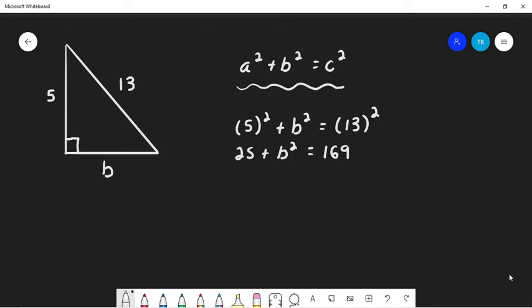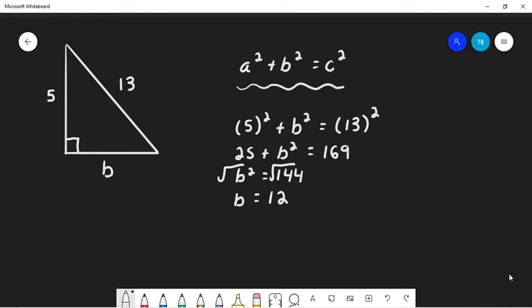So what we can do here to isolate for B squared is subtract 25 on both sides. So then on the left side of the equation, we'll just be left with B squared, and if we subtract 25 on the other side, we have 144. So B squared equals 144. Last step, take the square root of both sides. Square root of B squared is B. Square root of 144 is 12. So the missing side length, or missing leg length, B, is equal to 12.